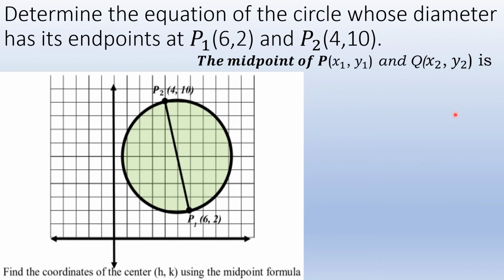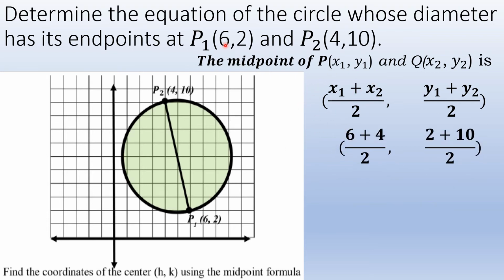So, to find the midpoint, this is the formula for finding the midpoint: x of 1 plus x of 2 divided by 2, and the second coordinate, y of 1 plus y of 2 divided by 2. So, ito yung dalawang point natin. 6 ang x of 1, 2 ang y of 1, at yung 4, x of 2, at yung 10, yun ang y of 2. We will just substitute. So, we have 6 plus 4 over 2. Then, yung second coordinate, 2 plus 10 over 2.